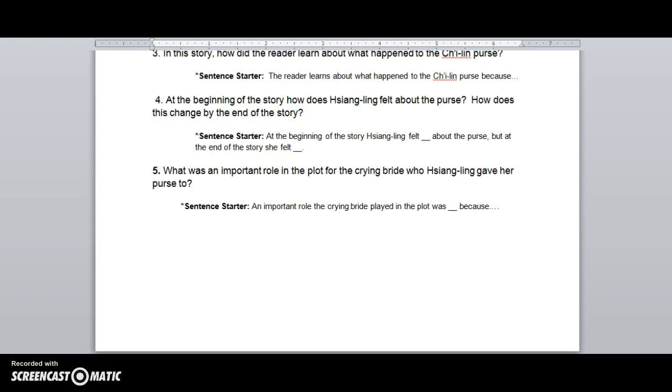Number 5 says, what was an important role in the plot for the crying bride who Sing Ling gave her purse to? So the crying bride at the beginning of the story seems a little insignificant. She's there in the rising action of the story, and Sing Ling gives her the Shylin Purse, and then we no longer hear about this crying bride anymore. But then if you read the story, you notice where the crying bride comes back into the story. And how is her role, her character role, important to the overall plot? What part does it play? We know that she was in the rising action, but is she in the climax of the story, the falling action of the story, or the resolution?